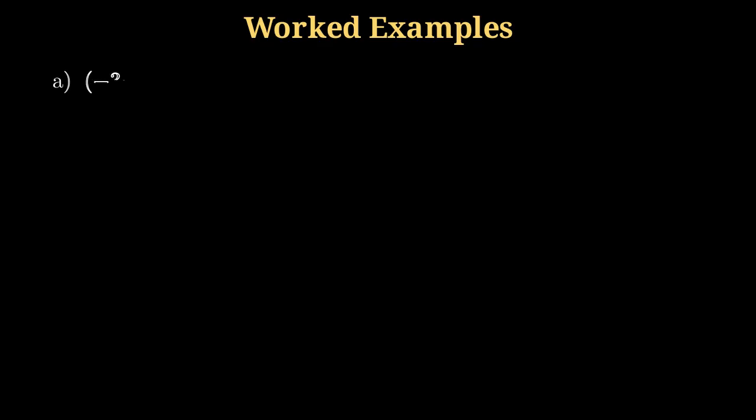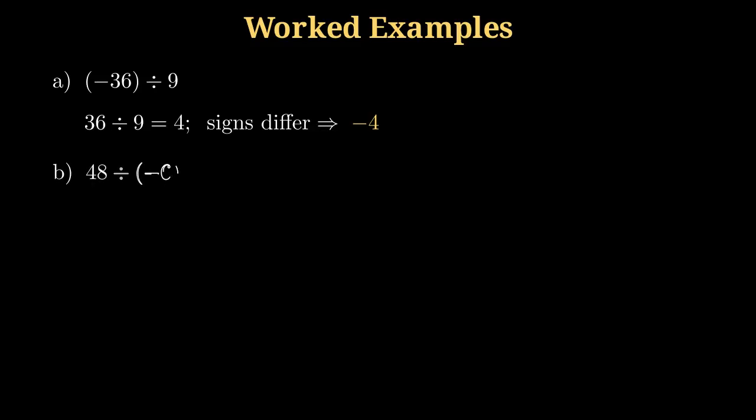Same 2 steps as multiplication. Divide the sizes, then place the sign. Example A, negative 36 divided by 9. Sizes, 36 divided by 9 is 4. Signs, different. So the answer is negative 4. Check it, 9 times negative 4 is negative 36. It works.